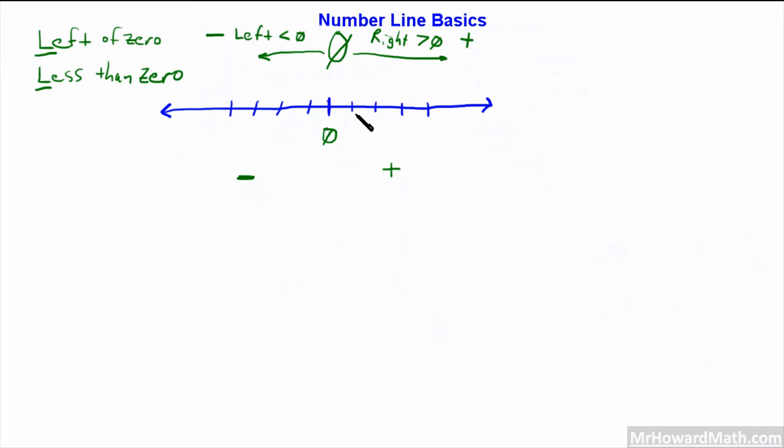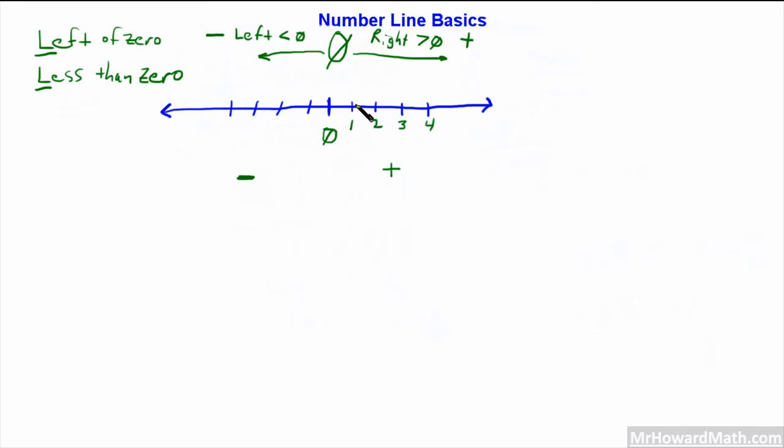Okay, so now as we're labeling these, in this case we're going to label this 1, 2, 3, and 4. So each one of these spaces is equal to 1, and all that this means is as we move further to the right, we get further away from 0, and that's how we label it.